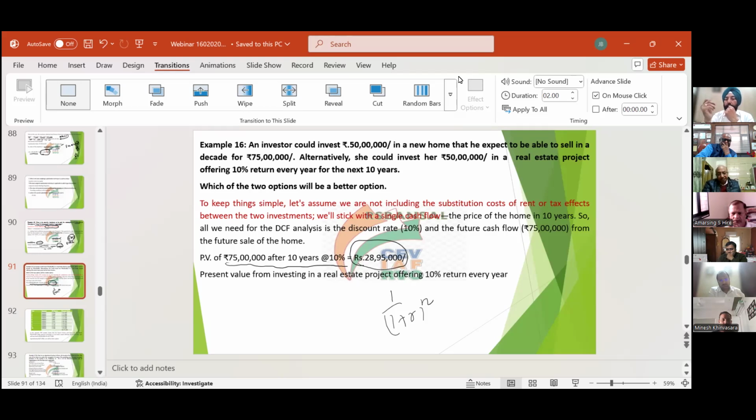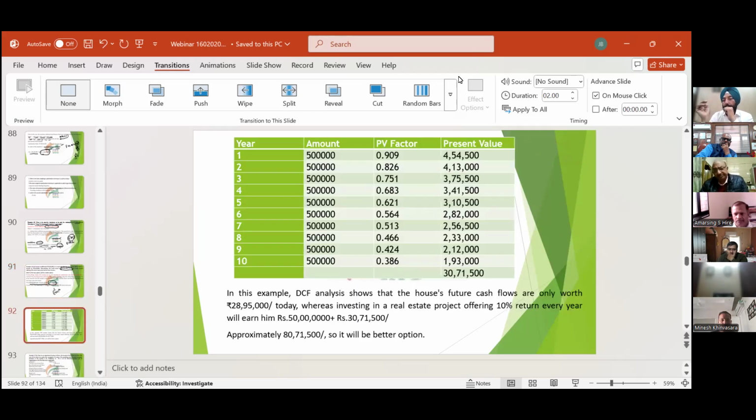And for the 50,000, you can find the present value for every year, and then you add up. The present value factor for the first year will be 0.9029, then for the second year, for the third year. You calculate all, then add them up. It comes to 30 lakh 71,500.